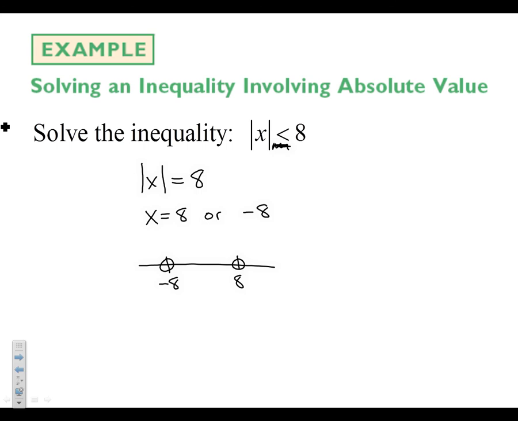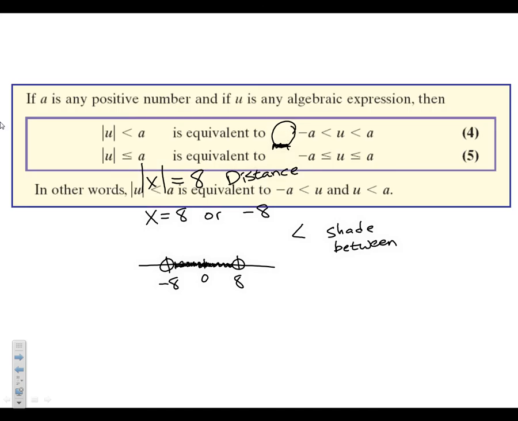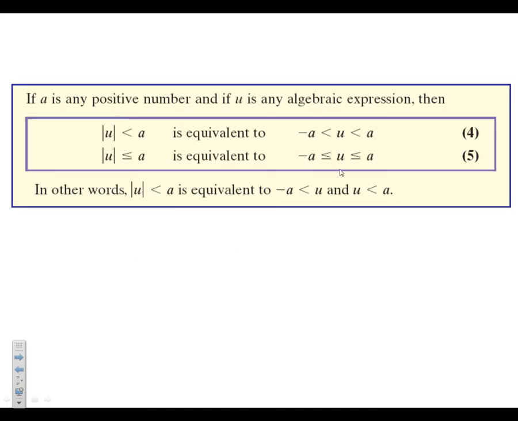I want you to think about absolute value as distance, how far away you are from something. If your distance is less than 8, you could be 7 or 6 or 5 or all the way down to 0. And you could be to the left or the right. So it doesn't matter if you're positive 1 or negative 1. That's less than 8 in absolute terms. So with a less than, you're going to shade between, because your distance is less than whatever number is put up there. That's what this says here.